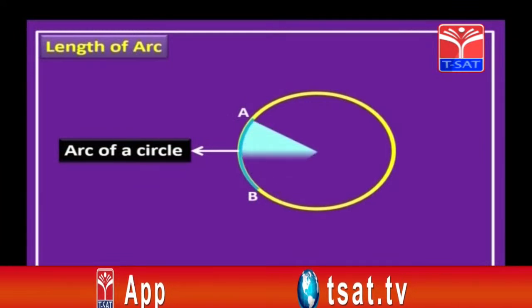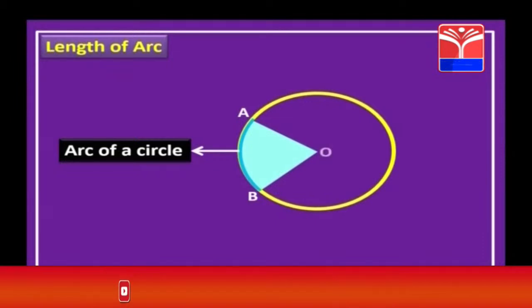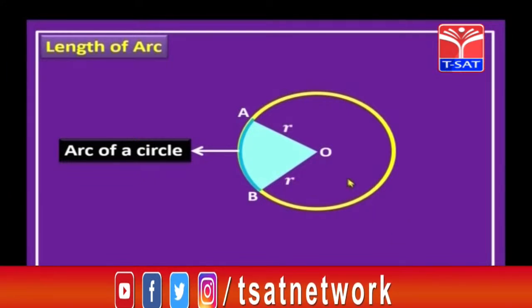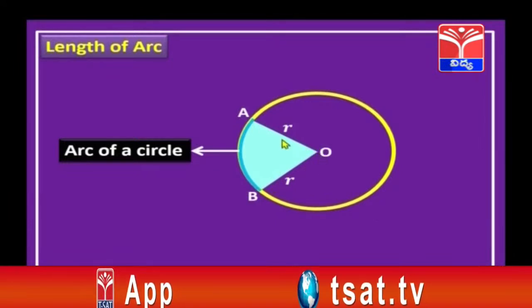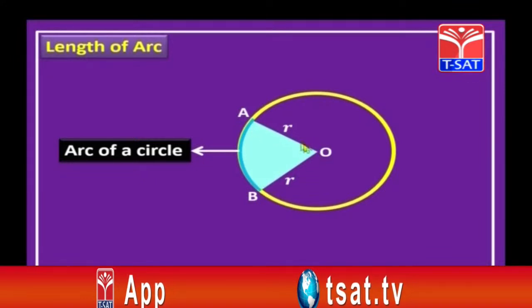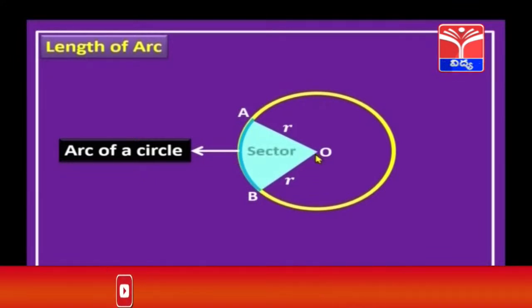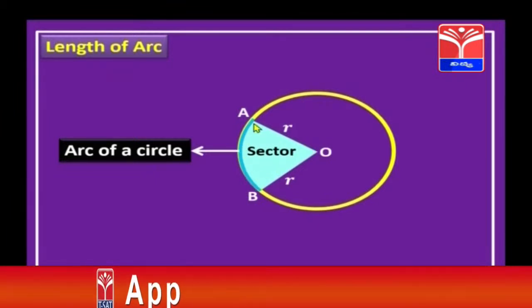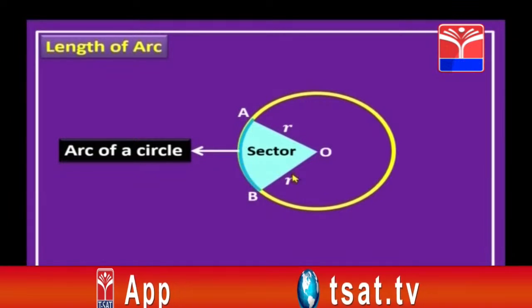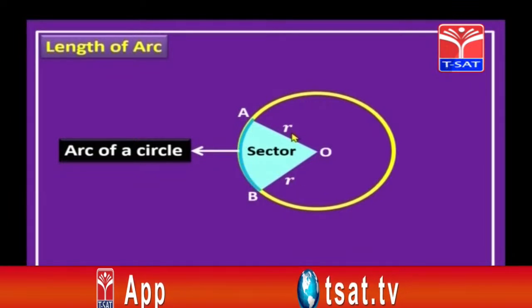Okay, children. Now let us mark the center and join OA and OB, children. And this OA and OB are nothing but the radii. That is, OA is a radius and OB is a radius. Now this shaded region is called the sector of a circle. So this edge AB, which is the curved part, is called the arc of the circle, and this region which is enclosed between the arc and both the radii is called the sector of the circle.